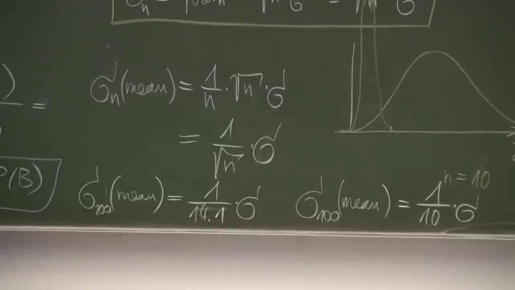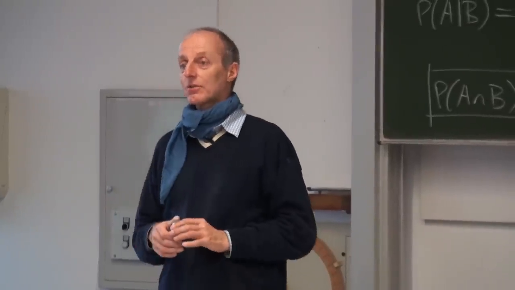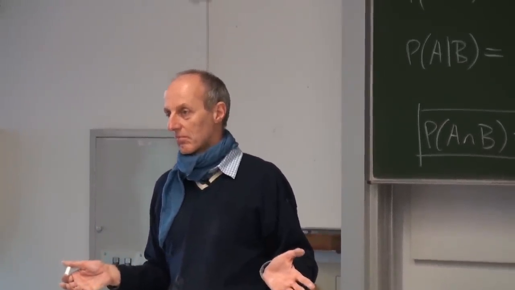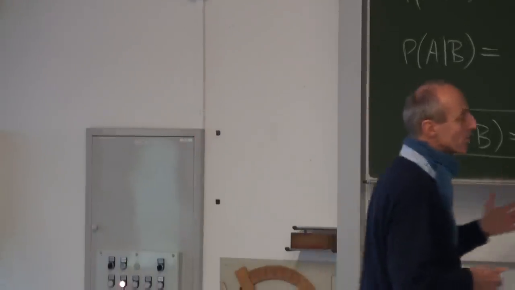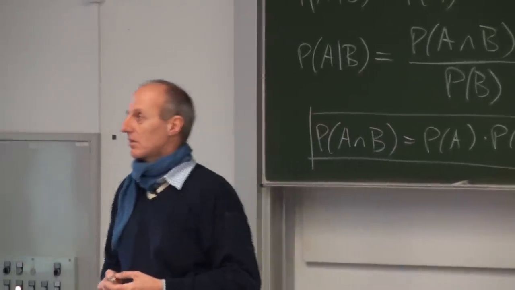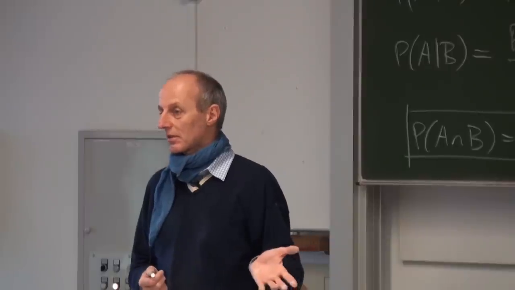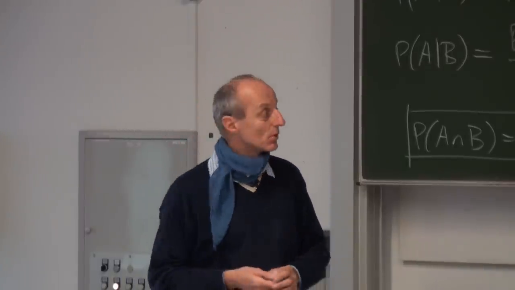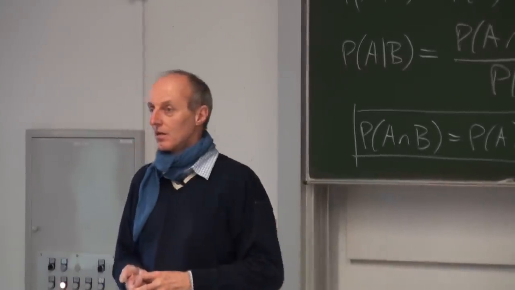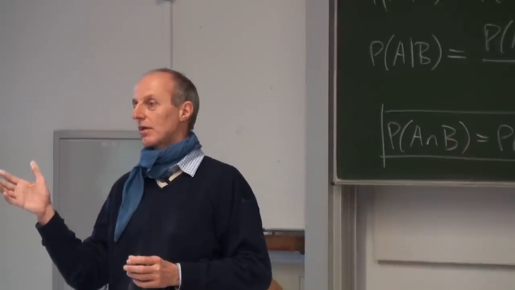So in order to get a factor 10 more accuracy, how many measurements do you need? 100. You need 100 measurements, and then your results are better by a factor of 10 if you do averaging. And that's why this is so important for all empirical sciences. That's kind of bad news, because the effort grows quadratically with the gain you have. If you want a factor of 100 more accuracy, which is not too much, just two more decimal places, you would have to make 10,000 measurements.